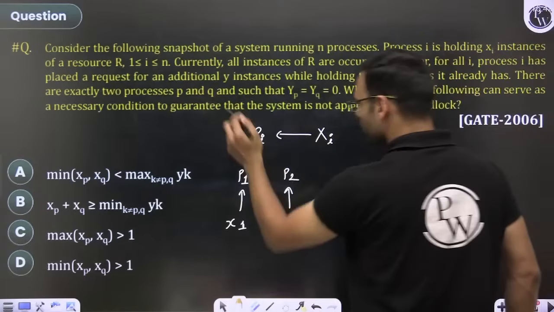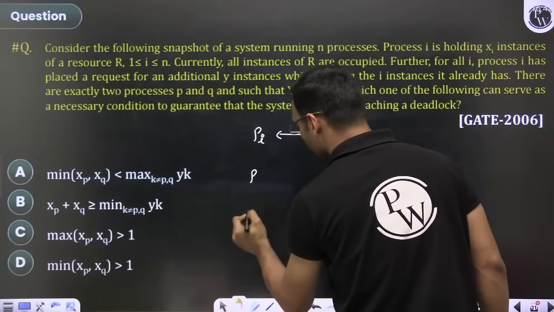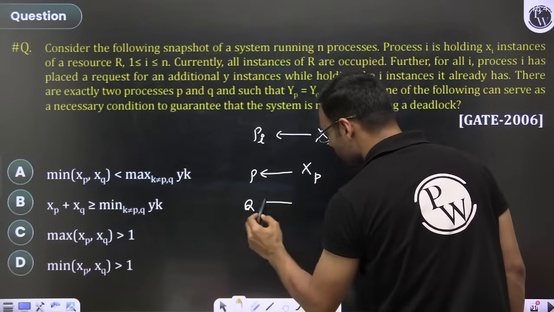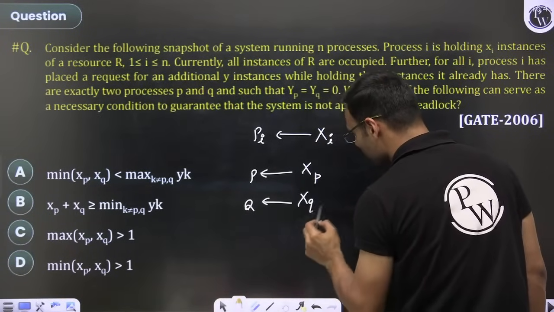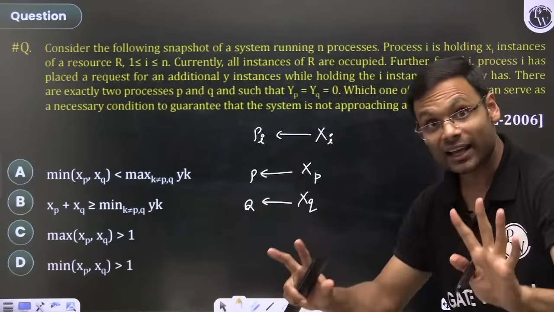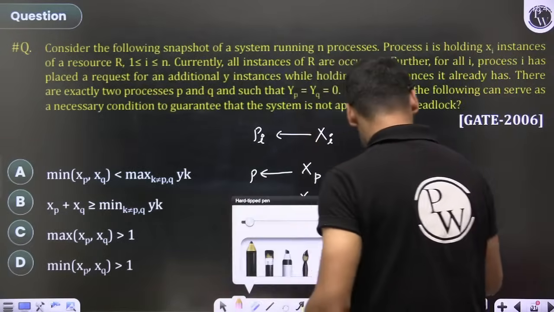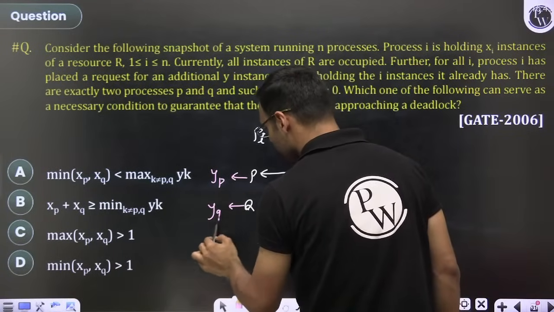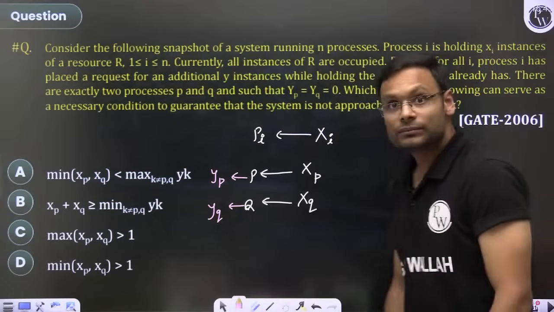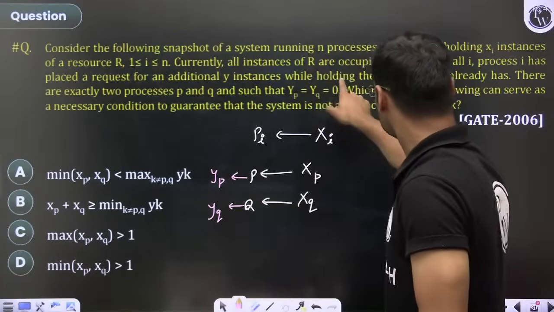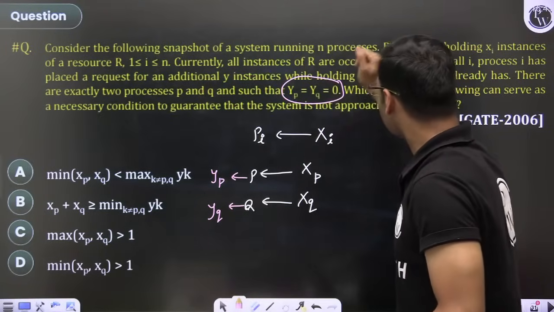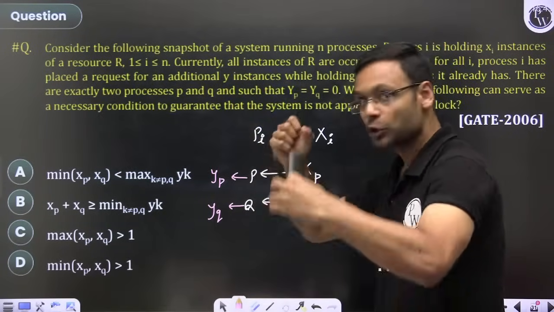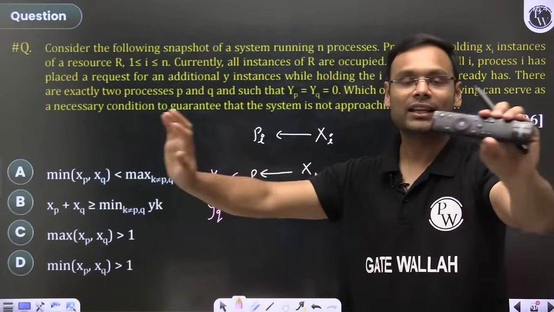Okay, P and Q processes are there. P is already holding xp instances of resources, Q is already holding xq instances, and P has requested yp instances and Q has requested yq. But if the request is 0, look at this, both P and Q's requests are 0, no request is there, so P and Q complete without any waiting.